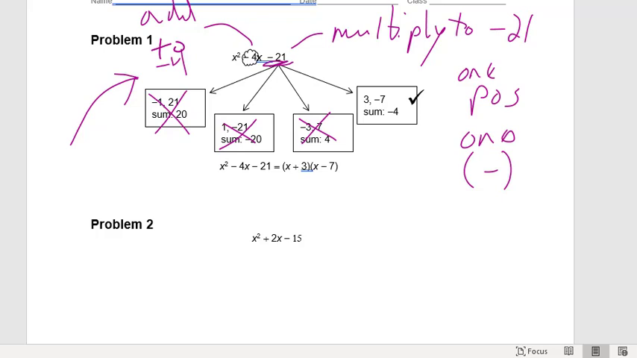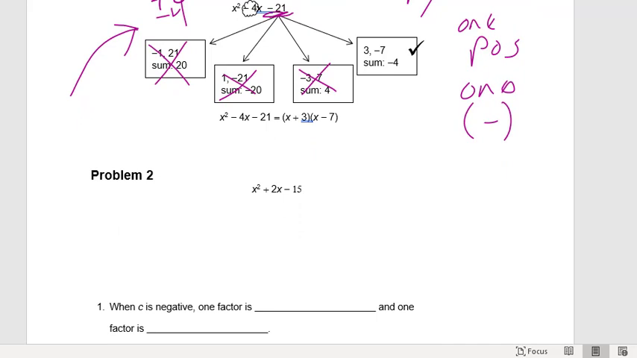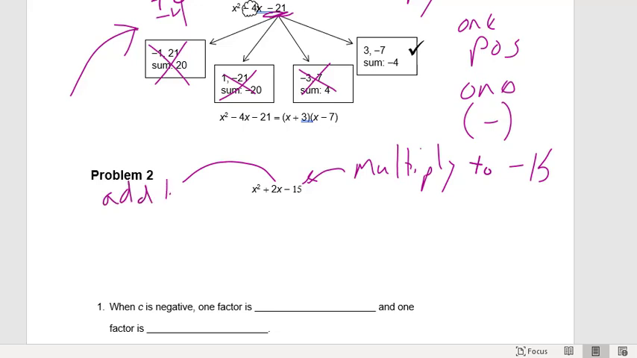All right, let's look at the next one, x squared plus 2x minus 15. So however you want to visually represent it, it's okay, but they have to multiply to negative 15 and add to 2. So we have negative 15 and 1. They multiply to get negative 15. They add to negative 14. We're trying to get to 2.